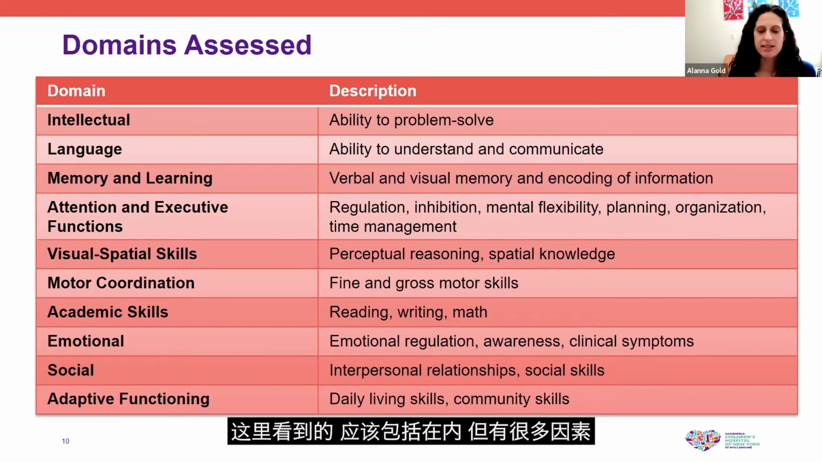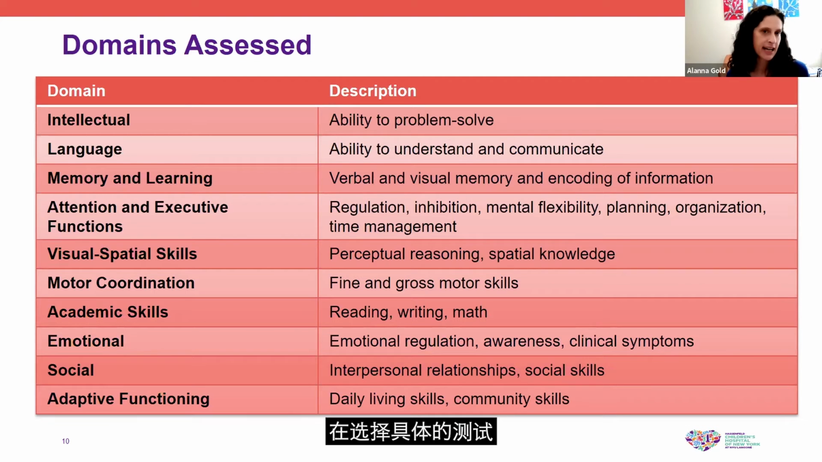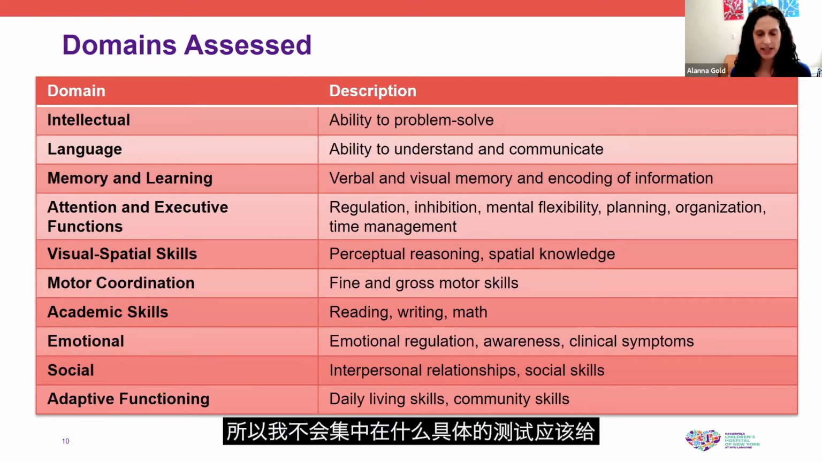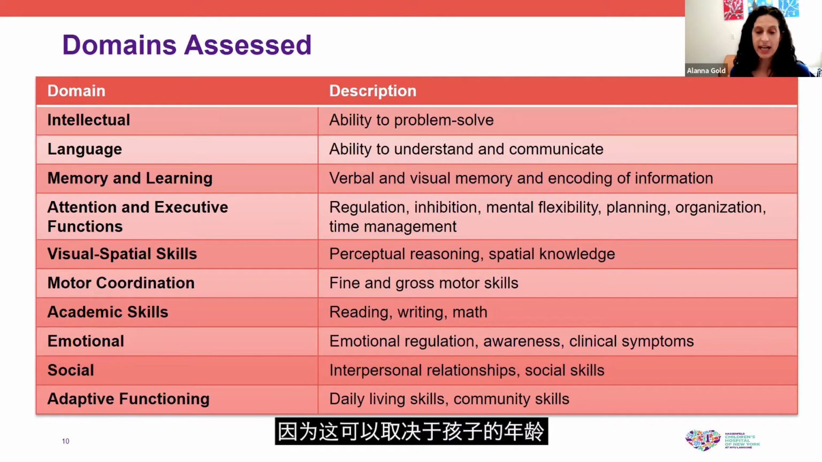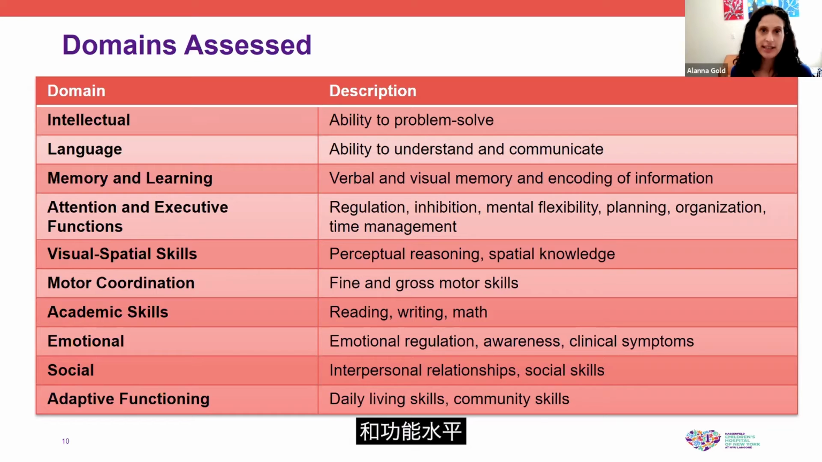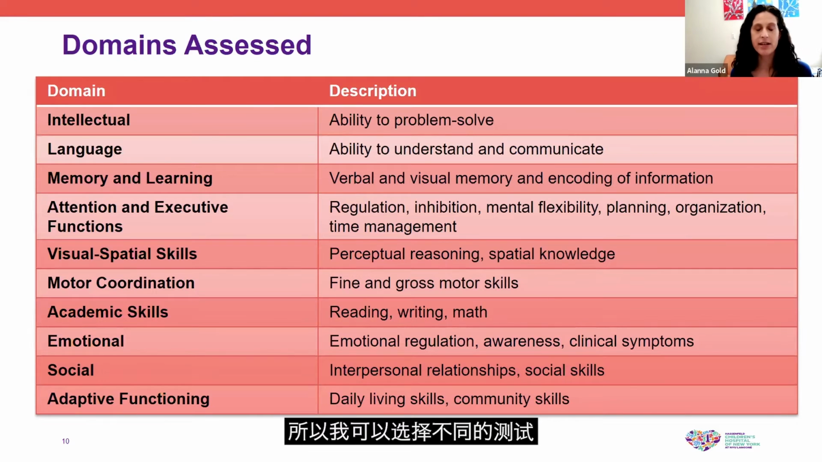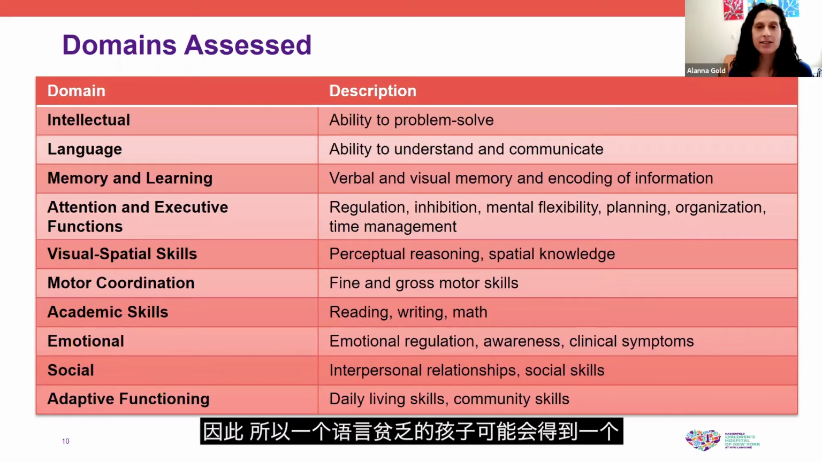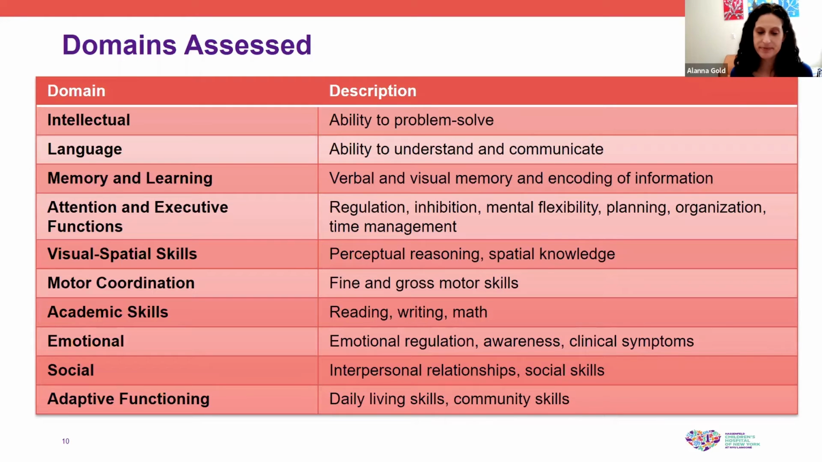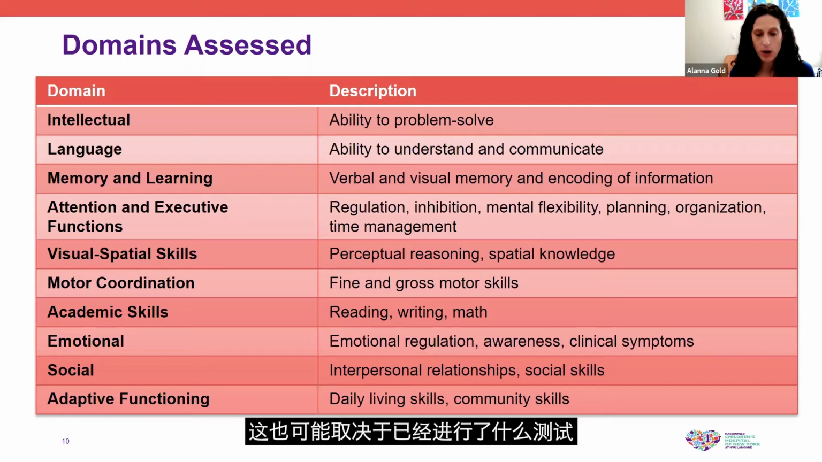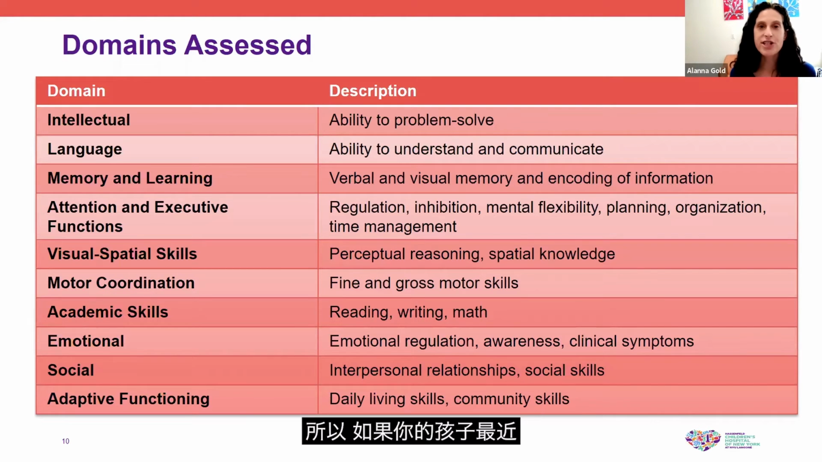But there are many factors that are considered in selecting specific tests, so I won't focus on what specific tests should be given, because that can depend on a child's age and level of functioning. So I may choose a different test if an individual is 5 versus 18. I may choose a different test based on their level of functioning. So a child who has minimal language may get a different test than a child who's very verbal. It also may depend on what testing has already been done. So if your child recently underwent a psychoeducational evaluation, I'm going to select different measures than the school has given.